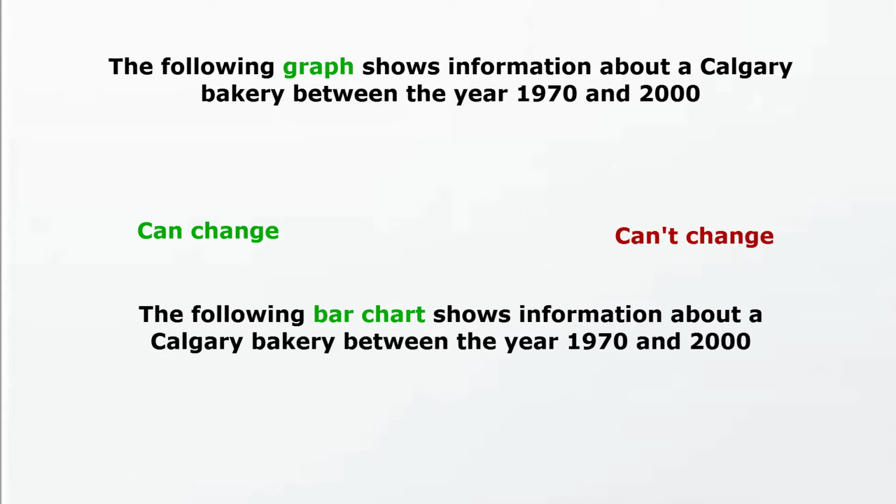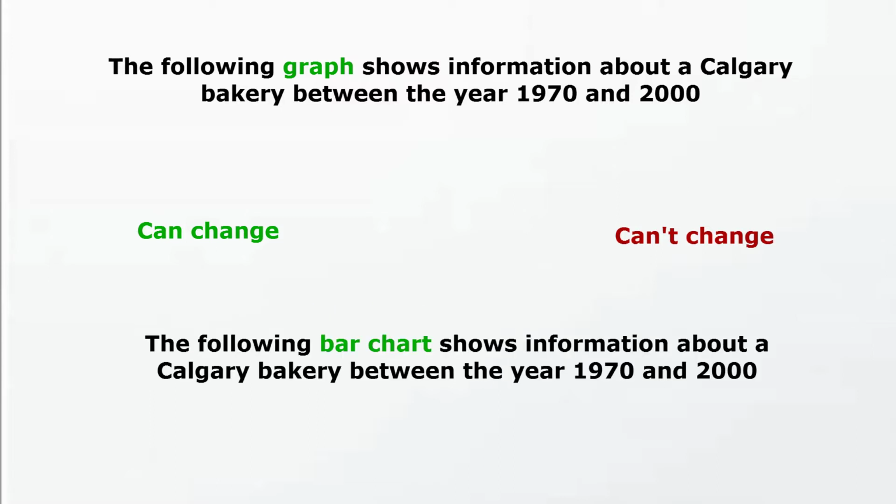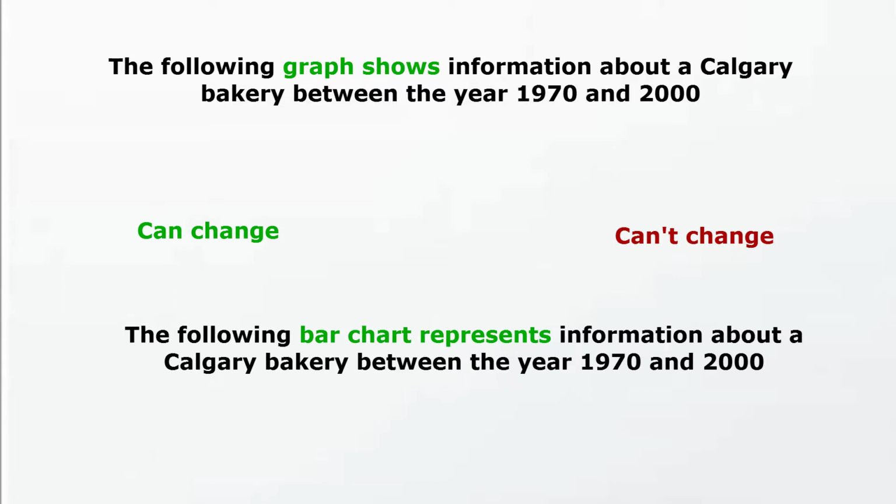So we could change the word graph, and we can find out what kind of graph or chart is being written about. Maybe it's a bar chart, a pie chart, a line graph, for example. Right now it's hard to know because we can't actually see the graph. We could change shows, maybe to represents. We can't change the words Calgary or bakery because those words contain too much information and we'd end up changing the meaning of what we're doing.